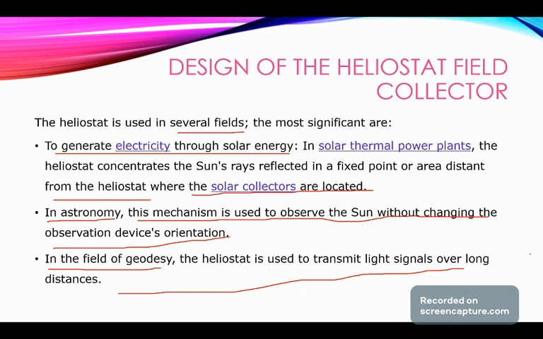Now, I would like to discuss the design of the heliostat field collector. The first point: to generate electricity through solar energy in a solar thermal power plant, the heliostat concentrates the reflected sun rays on a fixed point or area distant from the heliostat, where solar collectors are located. Second point: in astronomy, the mechanism is used to observe the sun without changing the observation device's orientation. This means that without changing the orientation, we collect the maximum sun rays so that the receiver can absorb more. And the third point: in the field of geodesy, the heliostat is used to transmit light signals over long distances.